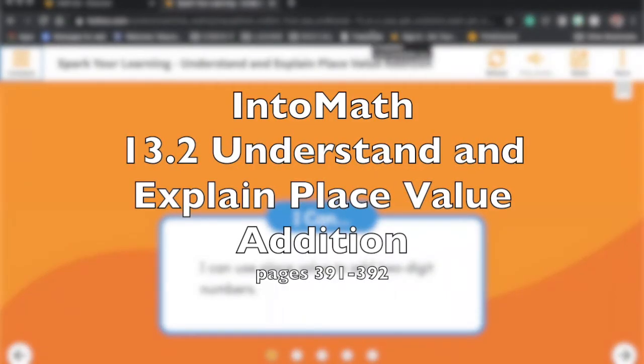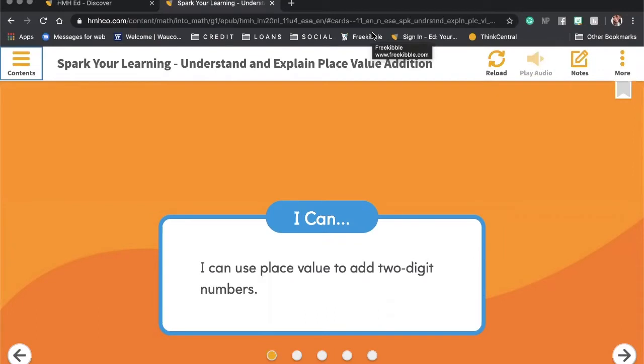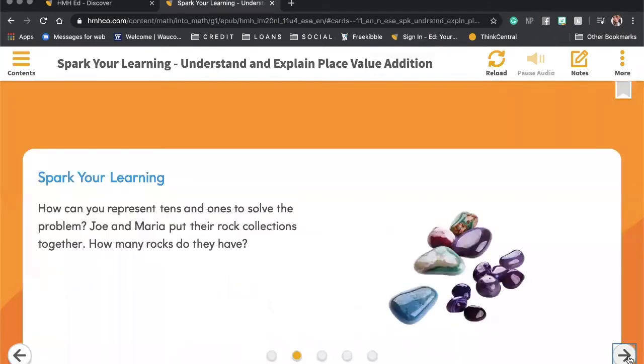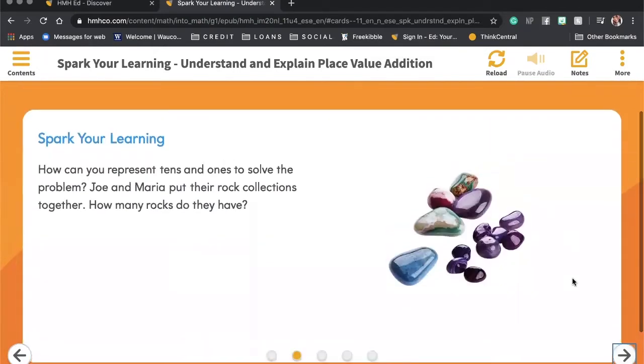Today we are going to continue in chapter 13 in our IntoMath workbook. Today we will be starting on lesson 2, Understand and Explain Place Value Addition. So by the end of this video, you will be able to use place value to add 2-digit numbers. Let's get started. We'll begin on page 391 in your IntoMath workbook.